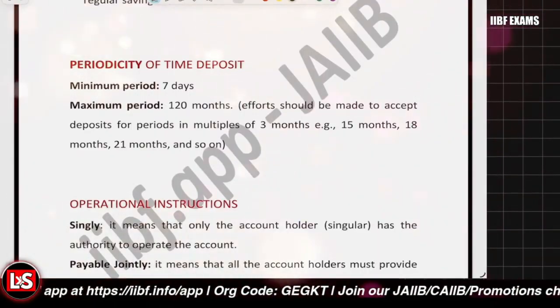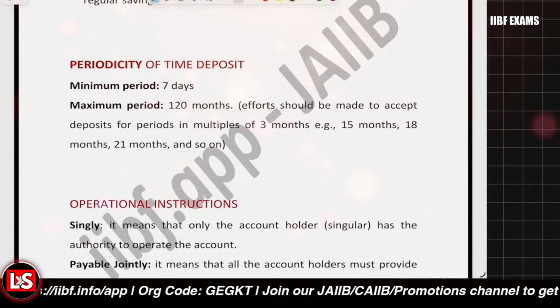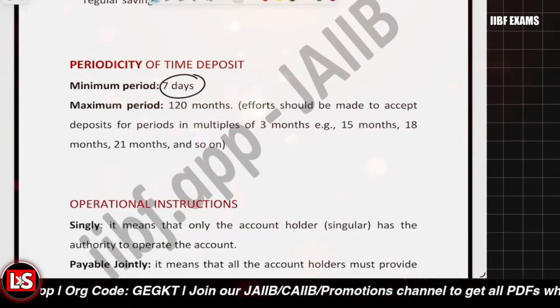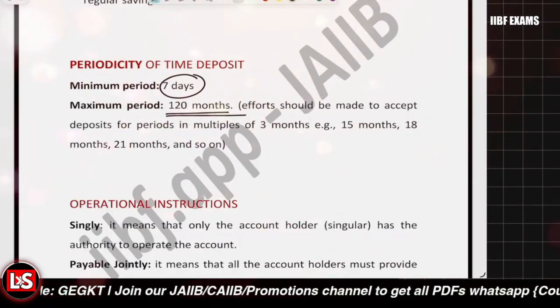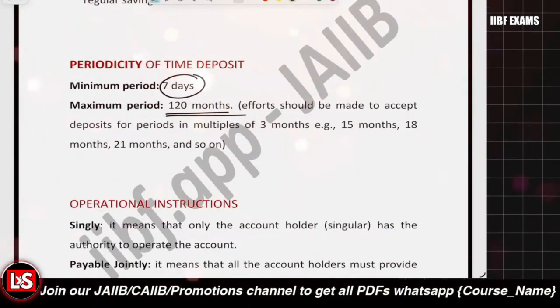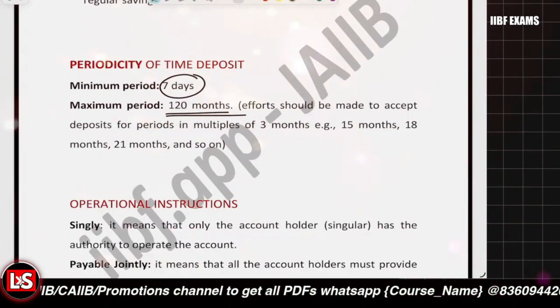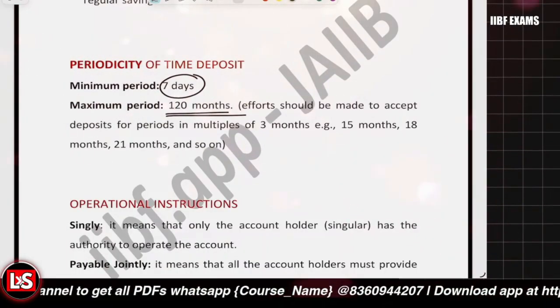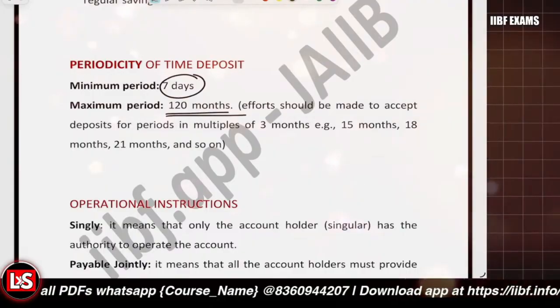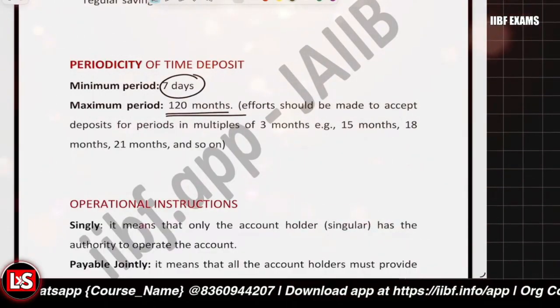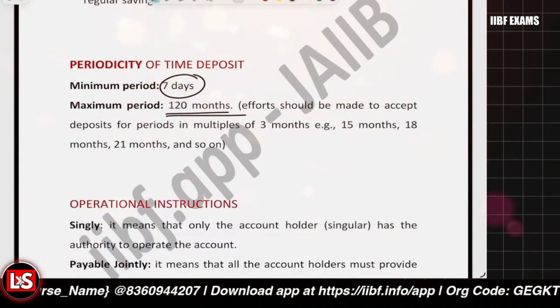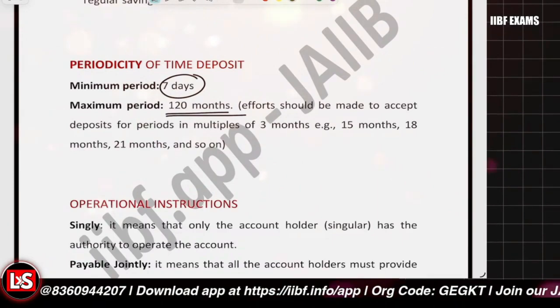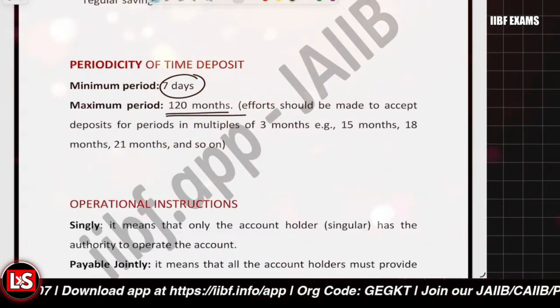So what is the periodicity of the time deposit? The minimum is 7 days, and the maximum is 10 years. And definitely the banks do make efforts. They do prefer that the deposits are in multiples of 3 months, like 15 months, 18 months, 21 months. But it is not mandatory. It's just a preference of the banks.